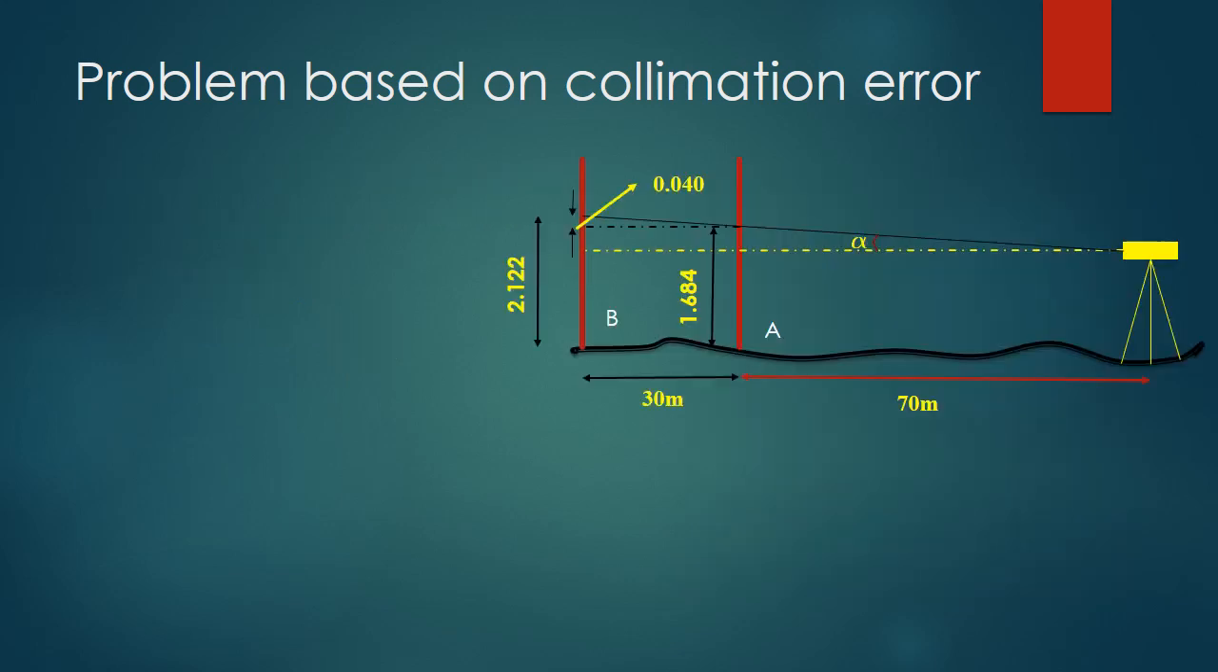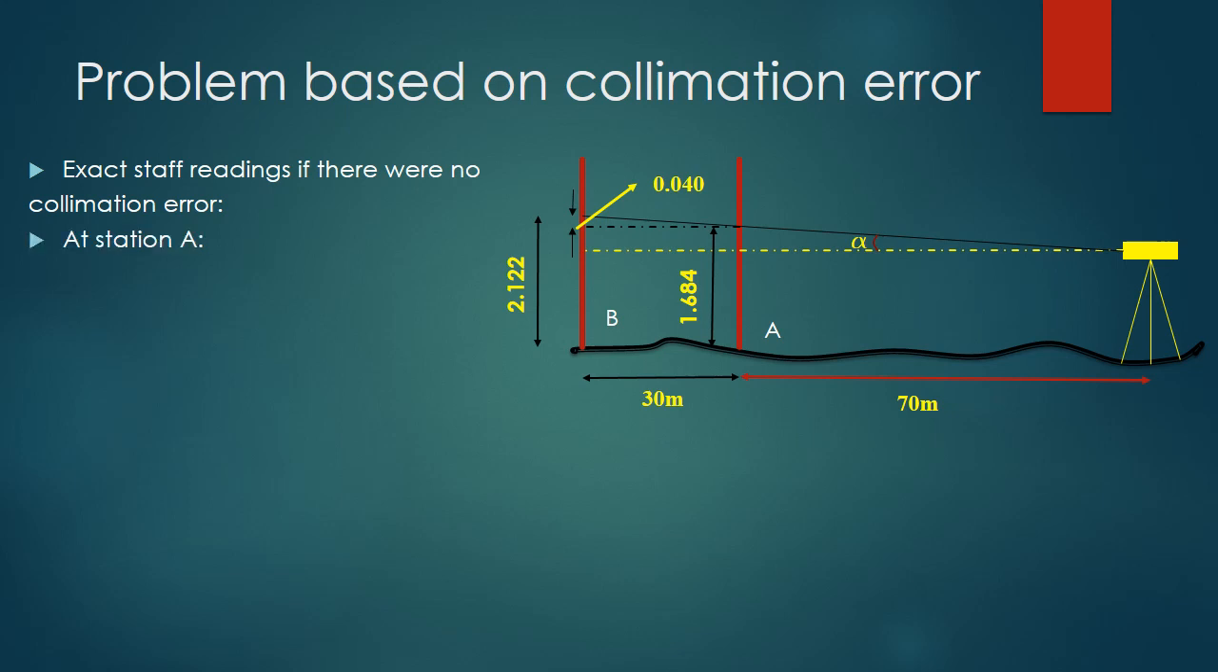Now let us try to find out the actual readings of the staff if there was no collimation error. Exact staff readings if there was no collimation error. Now at station A, we are going to see for a distance of 70 meters, which is the distance between station A and our instrument.